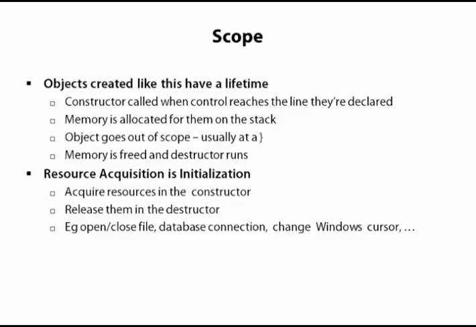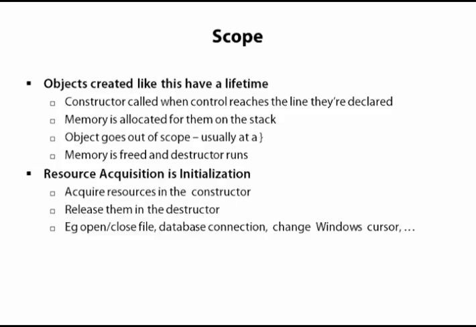And that's a way of thinking that says, if I have a resource that needs to be managed, let's say an open file or a database connection, or even something like the Windows cursor, in the constructor, I will acquire the resource. That is, I'll open the file, I'll open the database connection, I'll change the Windows cursor to a wait symbol, and I'll do the opposite and release the acquisition and clean up in the destructor. So I'll close the file in the destructor, I'll close the database connection in the destructor, I'll put the cursor back to where it should be in the destructor.